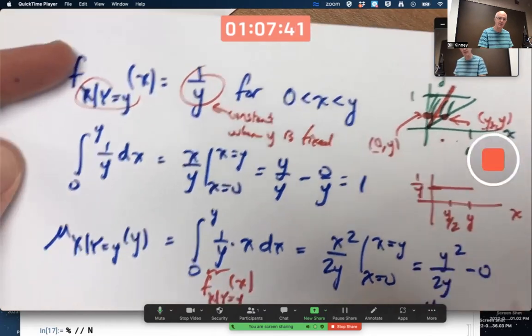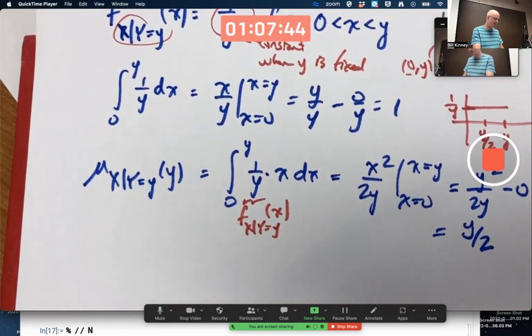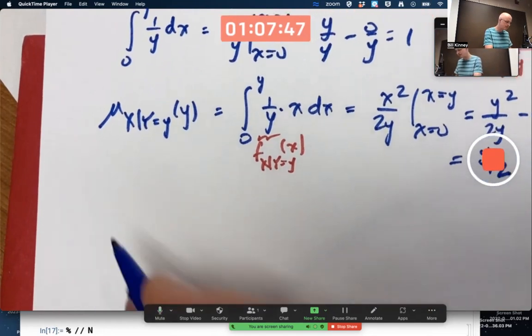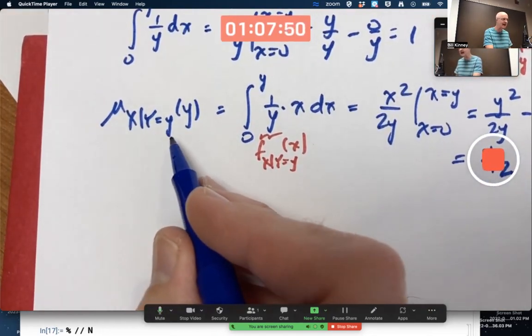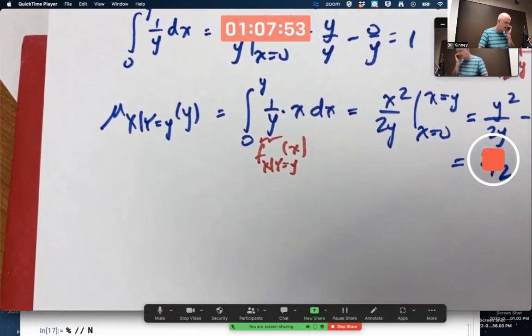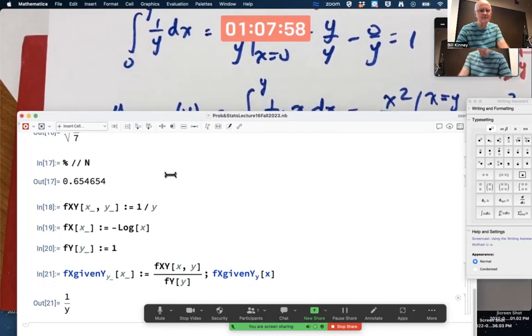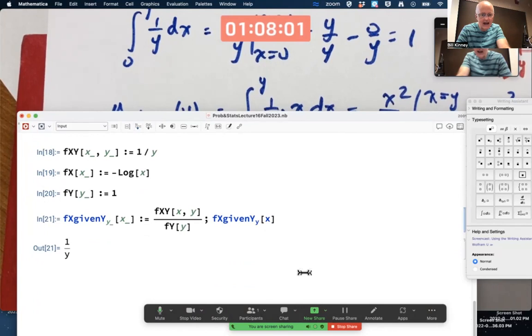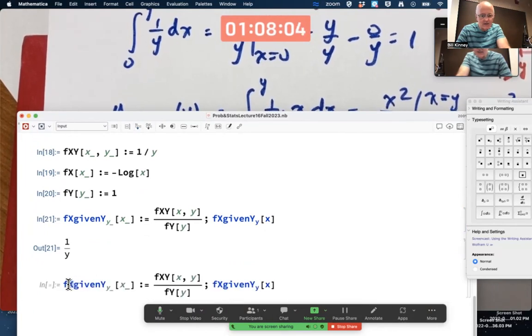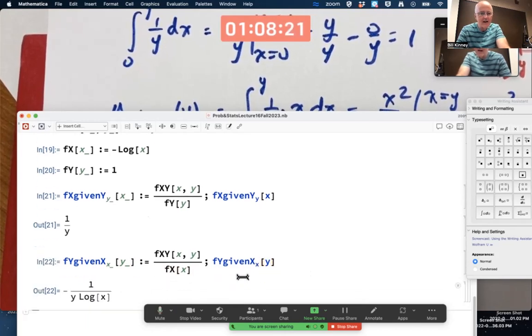Does the same kind of thing happen with the mean of y given x equals x? Does the same thing happen? Let's see. Copy and paste this stuff and change the variable names around. Make this f of x. What's the formula for this one?